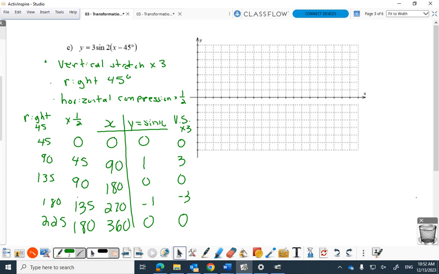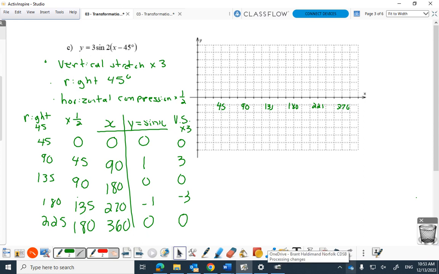45, 90, 135, 180, 225. Yeah, that's going to work. So I'm going to go 45 every 3 squares. It's not the only choice available. It's just what I happen to choose here. I'm going to choose 45, 90, 135, 180, 225. I'm just going up by 45s, 270.